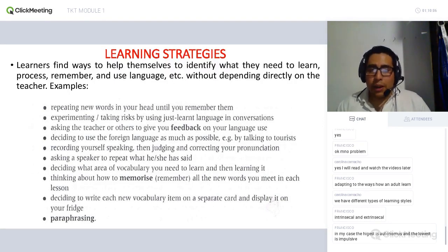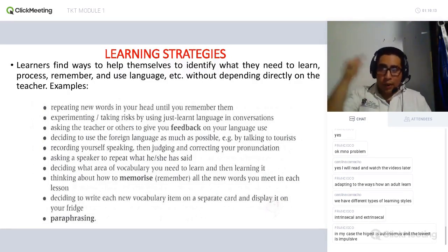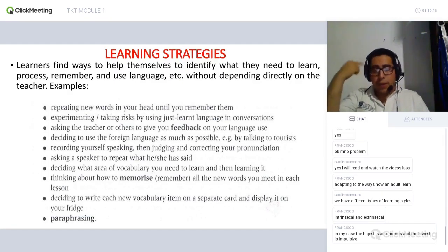So, for example, by repeating new words in your head until you remember them. There are many students that catch a new word and start repeating. And this is maybe useful for them. Every single moment they are repeating and repeating. Or, for example, experimenting, taking risks by using just learned language in conversations. Maybe they like role plays. And they say, no, let's make a conversation. The teacher told us to make a project, so why not make a conversation with this context? And they start developing it, right?